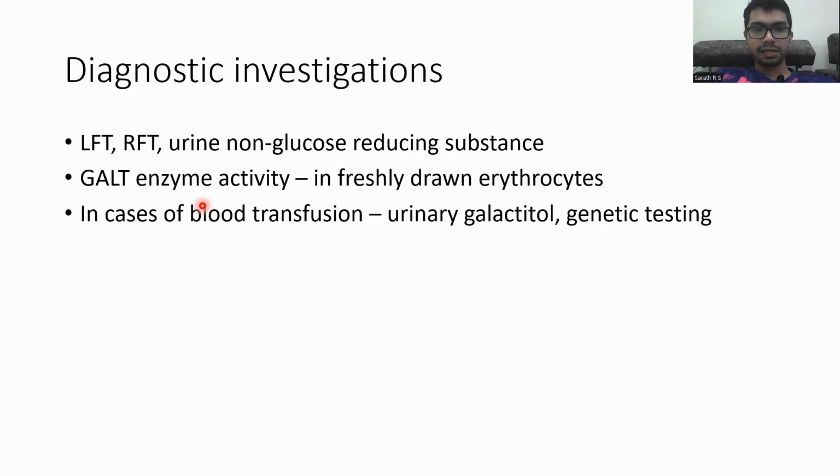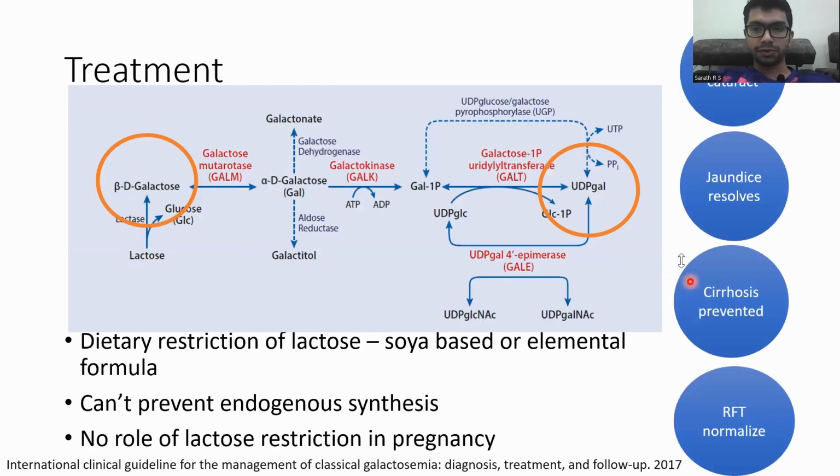In that case, GALT enzyme activity, that is done from freshly drawn erythrocytes, can give us a clue. Ideally, we need to send 1 ml of blood in a heparin vial, that is a green one, and then we can check for GALT enzyme. If a blood transfusion has been given to the child and we still want to make a diagnosis, then measurement of urinary galactitol or genetic testing, that is, variant testing or whole exome sequencing, can be done. Now let us find out a little bit about the treatment of galactosemia.